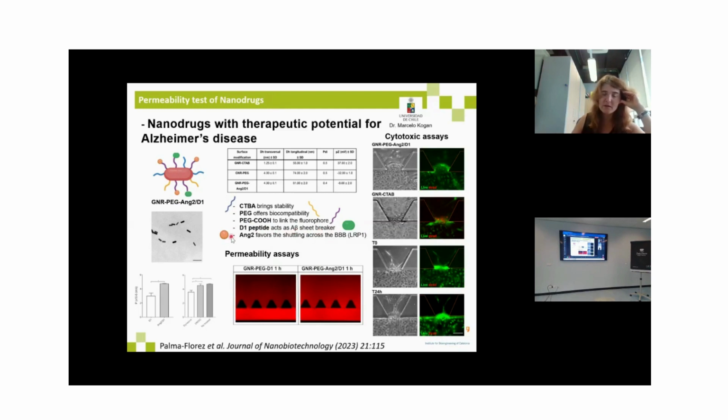So we have tested, in another collaboration, other kinds of nanodrugs based on polymethylene that have already been published, and also with alginate and other natural polymers that are more biocompatible, which have also been published with other collaborations.